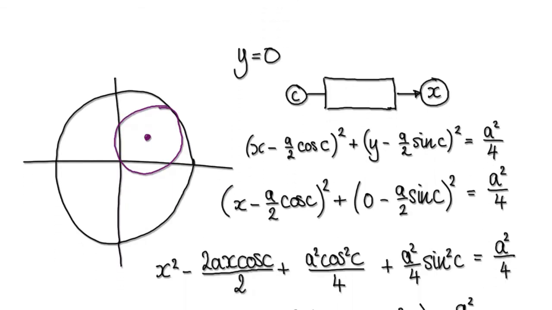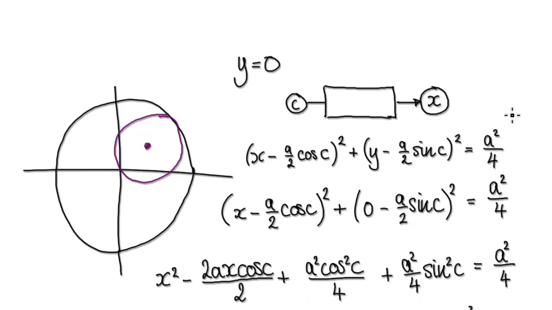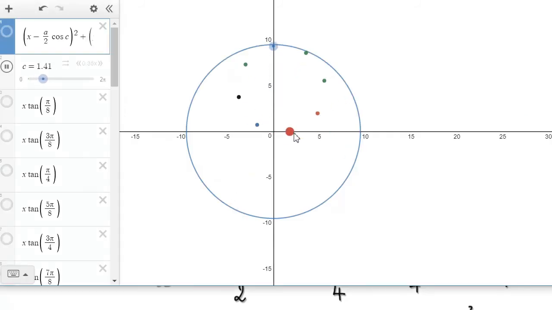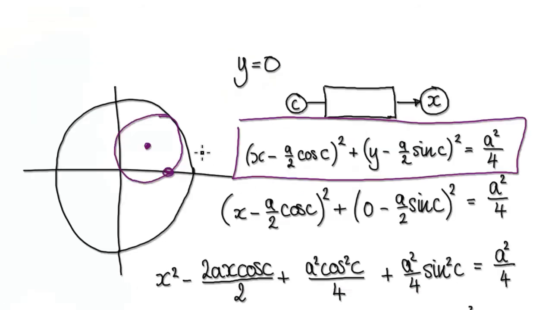Following on from our previous two videos, we now need to keep track of our particle. So we've got the equation for our circle, which is given by this. Now let's keep track of this particle along the y equals 0 axis, the one along the x-axis. So going back to here, we are trying to keep track of this particle here.